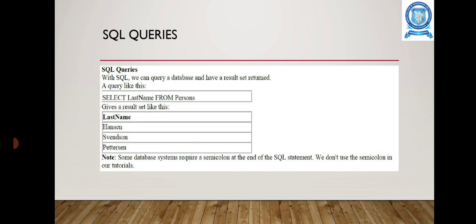Then next one is the SQL query. With an SQL query, we can query a database and have a result set returned. A query like this: select last name from person. First, you have to create one table and insert the values into that particular table. After that, we select last name from person. That gives a result like this. That means only the last name column is represented. That gives the output.